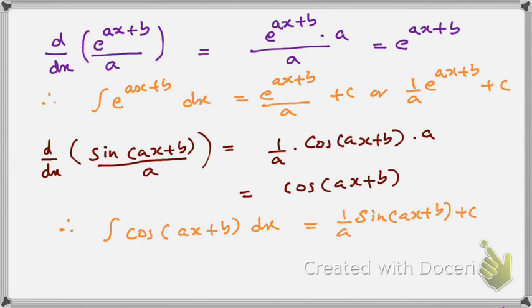So how did we do that again? Integral of cos x is sine x. Integral of cos of ax plus b would be sine of ax plus b. But I have a 1 by a, or rather I divide by the inner derivative.